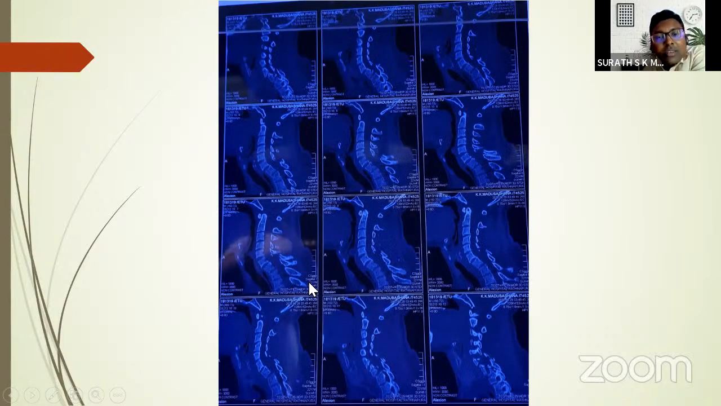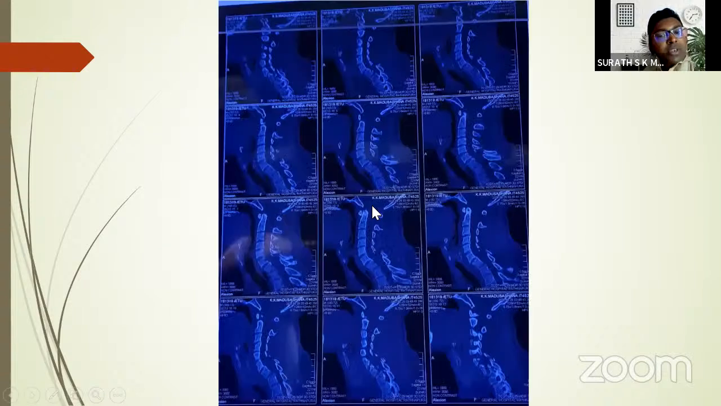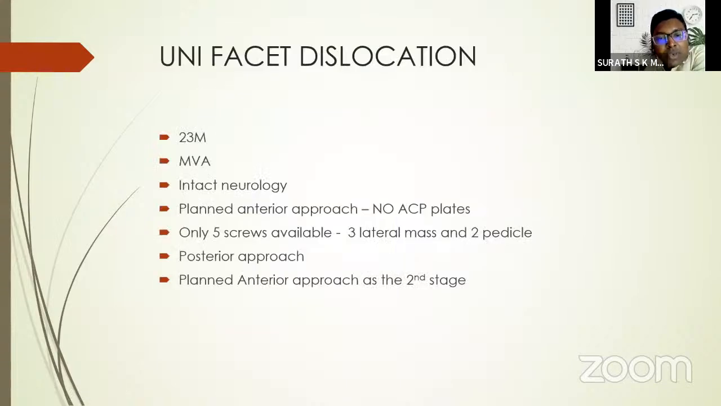So in this case, I wanted to go initially with the anterior approach, but again, I did not have these anterior cervical plates. So as you understand, there is no point in just removing the disc and putting a cage. So you need to fix it. So first, I did the posterior approach, considering this, and I planned the anterior approach as the second stage.